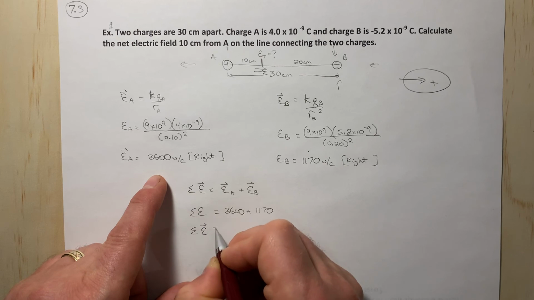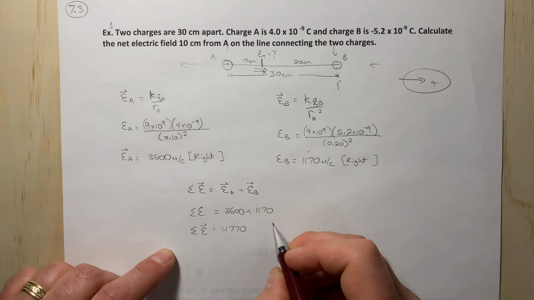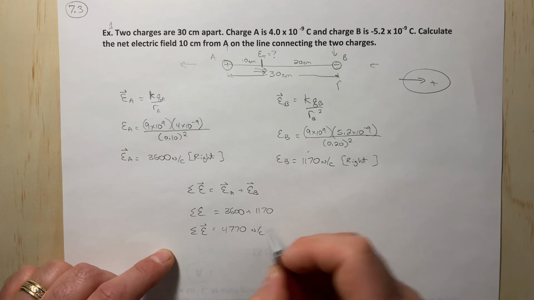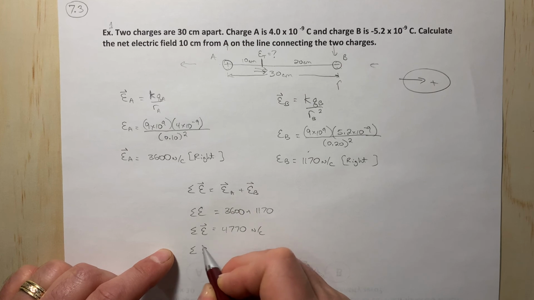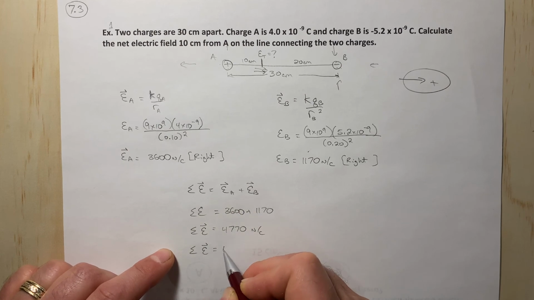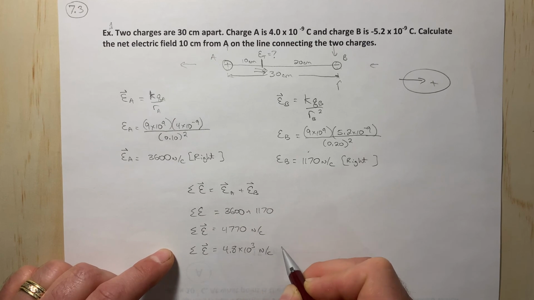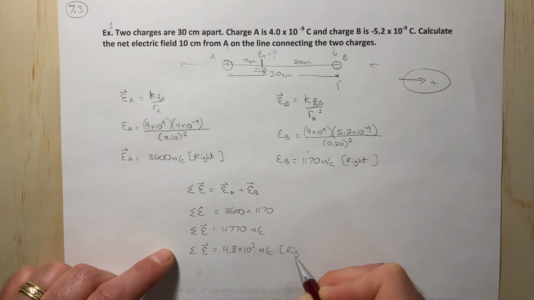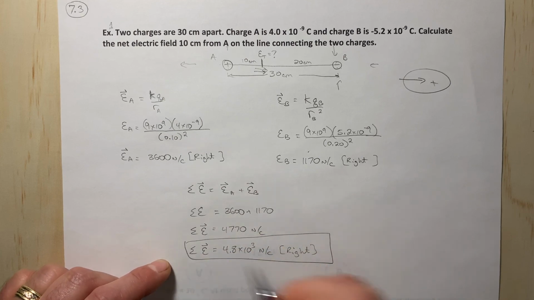Sum of E is 4,770 newtons per coulomb to the right. Let's do sig digs. I guess we have two sig digs. So sum of E is 4.8 times 10 to the 3 newtons per coulomb to the right. There's our final answer with some sig digs.